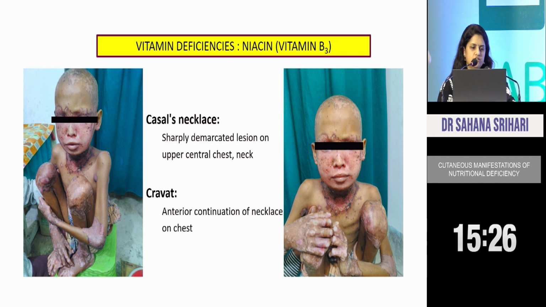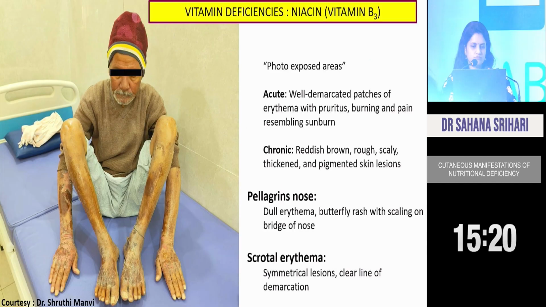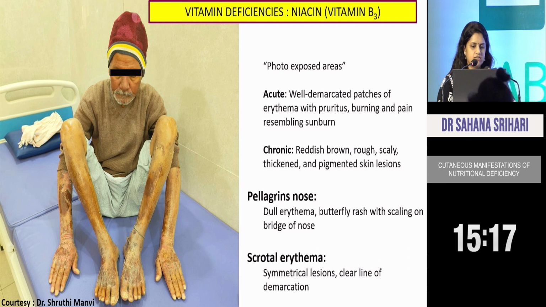It's more commonly seen on the elbows and knees or the bony prominences. Scalp may be involved, and photodistribution is a feature. We also have Pellagrin's nose, where there is dull erythema or butterfly rash with scaling on the bridge of the nose. Scrotal erythema can be associated.